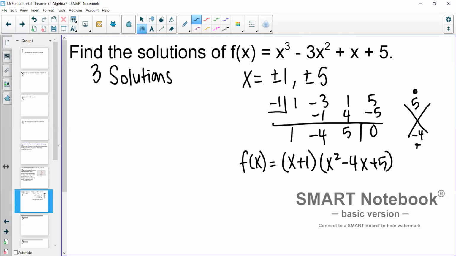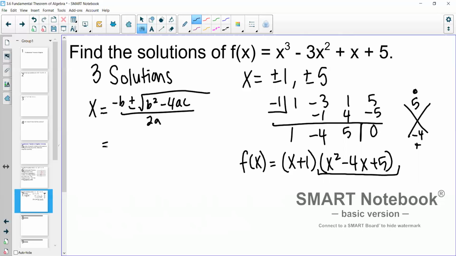So instead of trying to factor it using this x method, what I'm going to do is factor this out one more time using the quadratic formula. So let's go ahead and do that. Remember, our quadratic formula is x equals -b plus or minus the square root of b² - 4ac, divided by 2a. So let's go ahead and plug these in.